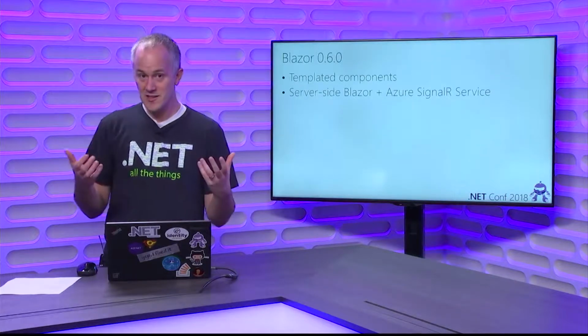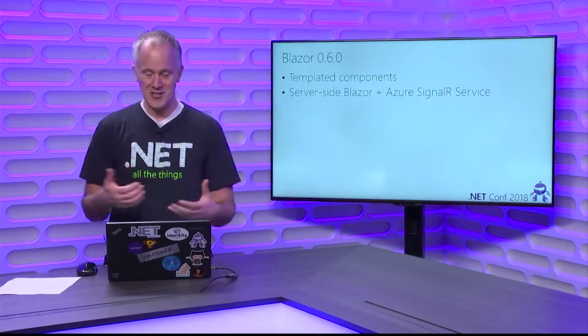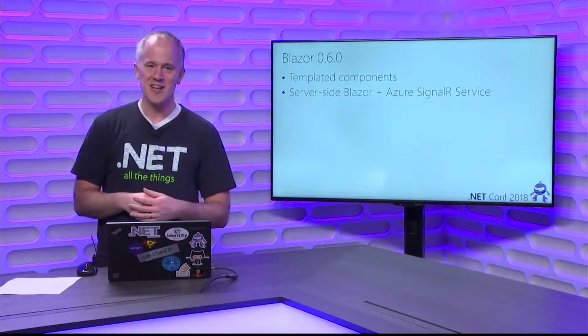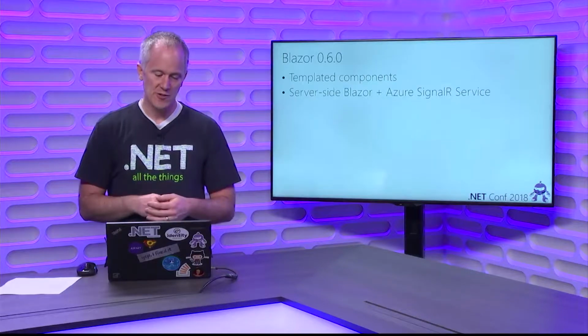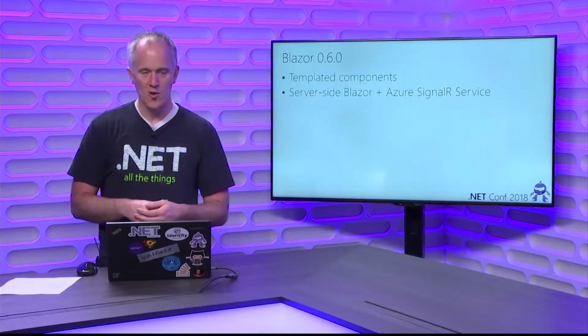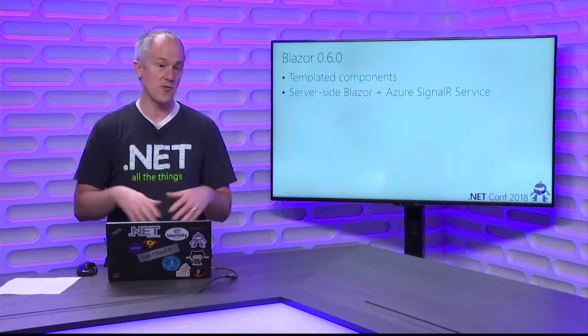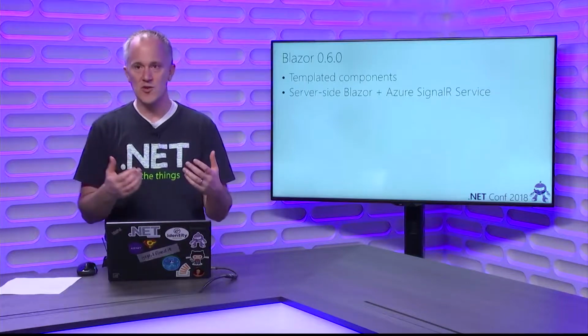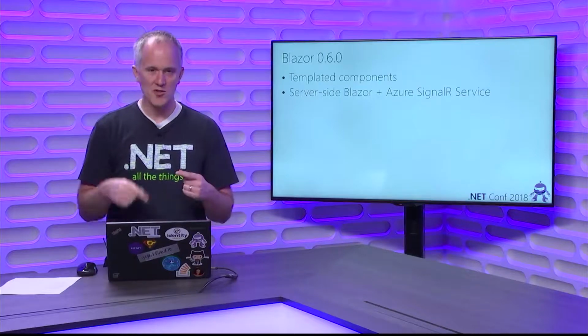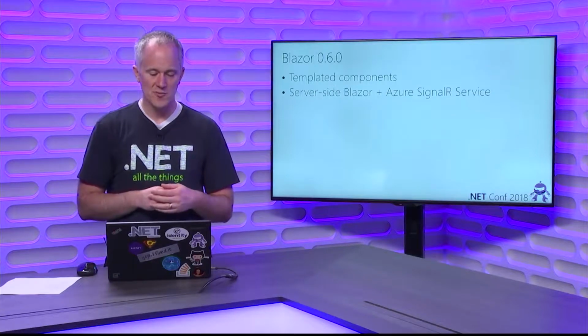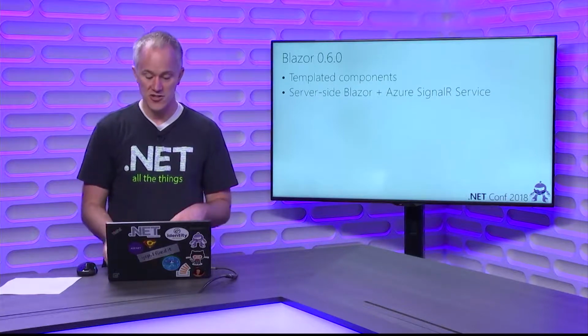Great. Well, what else is new? Well, we're not stopping. We still continue to work on Blazor. Blazor 0.6 is the next release that we're working on. We have new features that are coming in that release. Templated components is one where you can write components, like a grid or a list view, that you can specify templates for, so how they render. And then we're also updating the server-side rendered Blazor support so that you can integrate with the Azure SignalR service.